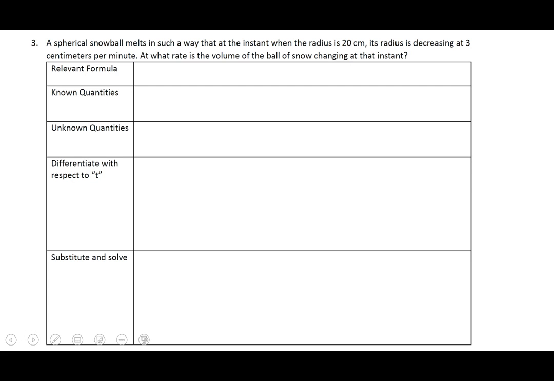All right, here in number 3, a spherical snowball melts in such a way that at the instant when the radius is 20 centimeters, its radius is decreasing 3 centimeters per minute. At what rate is the volume of the ball of snow changing at that instant? So again, we have a spherical situation, and we are again talking about its volume. So that's how we know that the relevant formula is, again, volume equals 4/3 pi r cubed. We are trying to find the rate at which the volume of the ball of snow is changing. So we're looking for dV/dt.